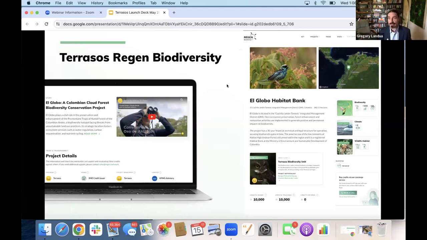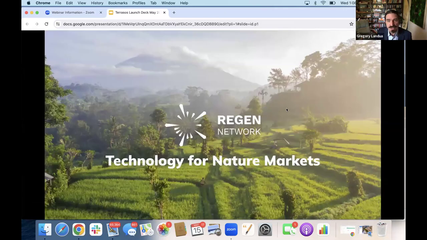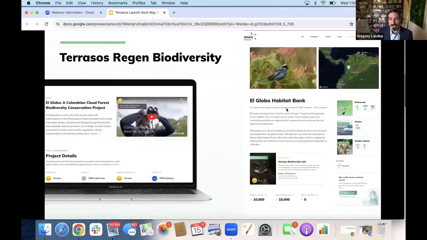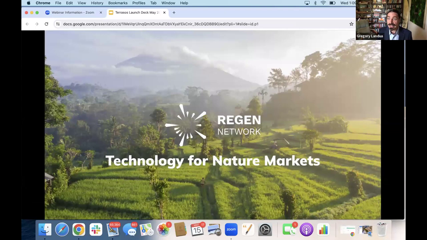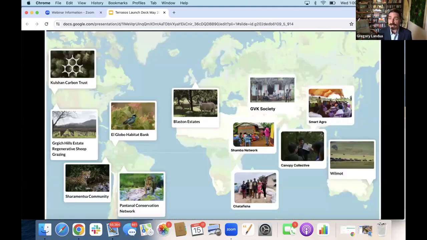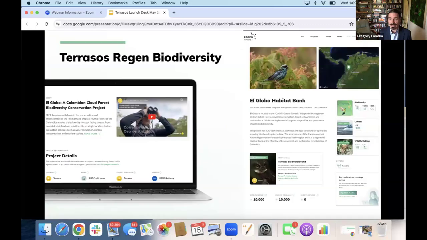Right now, you can go ahead and shift to the next slide. And Regen Network is, as I mentioned, focused on bringing technology specifically for nature markets. And that means that a lot of our focus is on creating tools that allow stakeholders to express data about specific places in ways that build trust and confidence about those units. So you can go to the map.